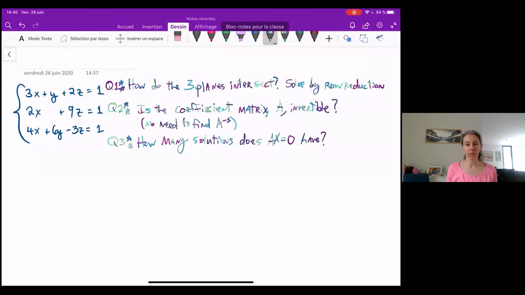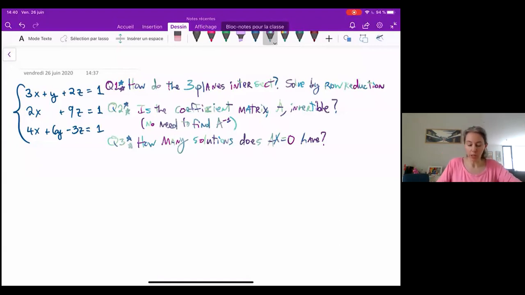Okay, so we have a system of equations and we have three questions. The first question is, how do the three planes intersect? Solved by row reduction. So I know that these are three planes because each of these equations has three variables. So I have three equations, that means three linear objects, and three variables, so that makes these things planes. So I've got three planes, and I want to know how they intersect.